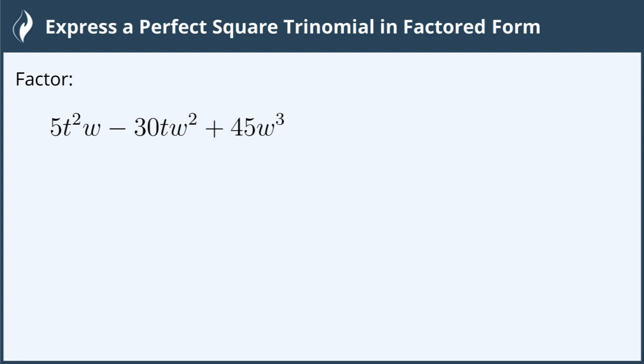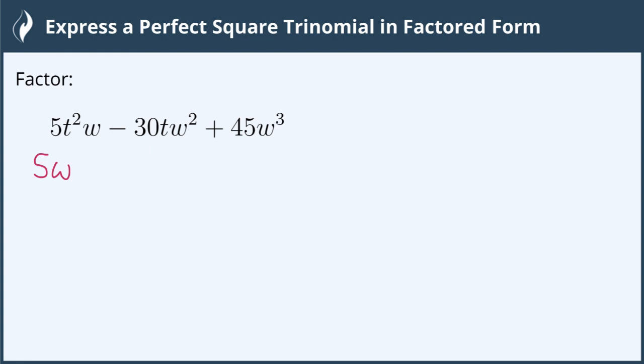First thing we want to do is see, is there anything that can be pulled out of all three terms? Now I look at this and I am going to start with the numbers. So I have a 5, a negative 30, and a 45. Well, I can pull a 5 out of all three of those things. Now I have to look at my variables as well. So the t's, I have a t squared, a t, and then no t. So there's no way to factor out t's from this. However, because I have a w, w squared, and w cubed, I could pull a w out of all three.